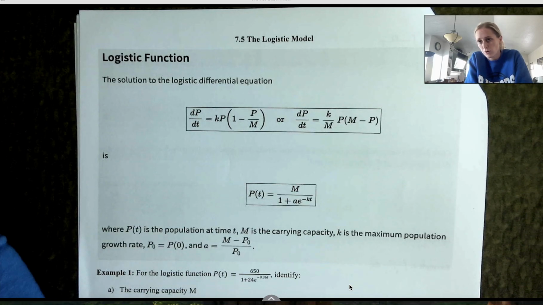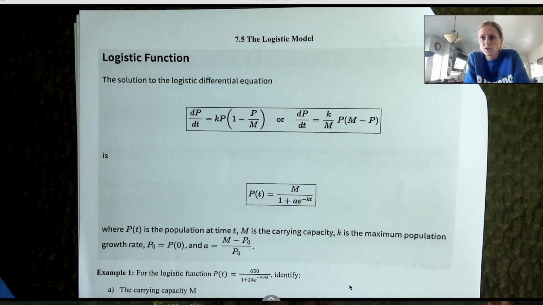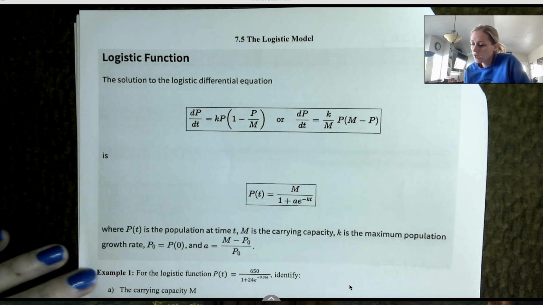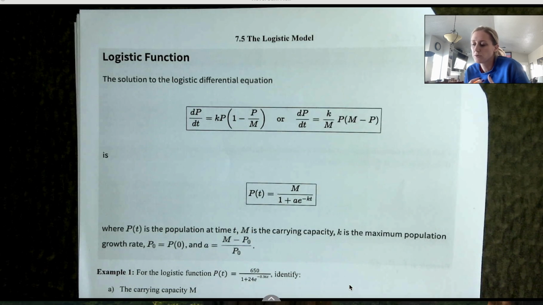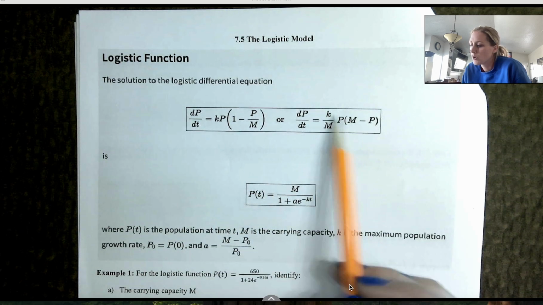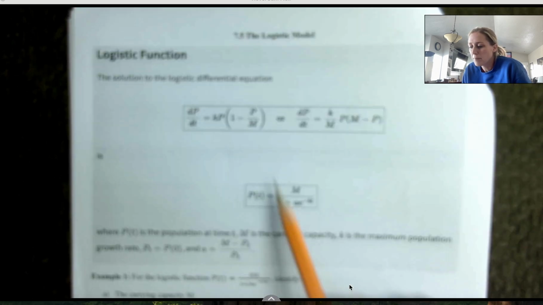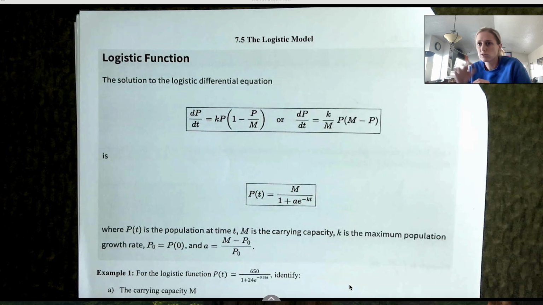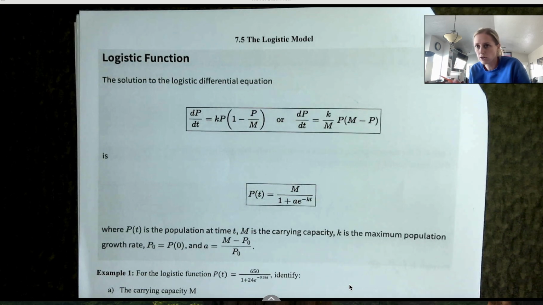Number 5. This one's pretty short and sweet. It ties into what we were doing with exponential growth, but now we're going to look at a logistic model. We're starting with a differential equation that could look like this or like this. And the solution, again, we could use separation of variables and rearrange all of that to prove it.